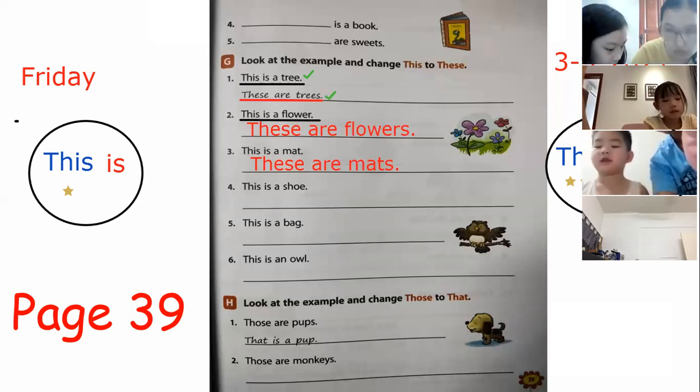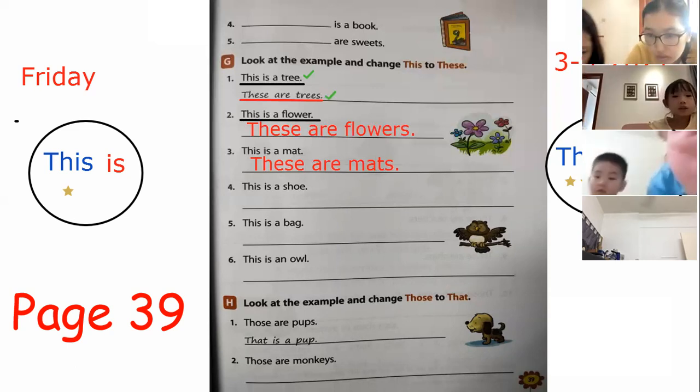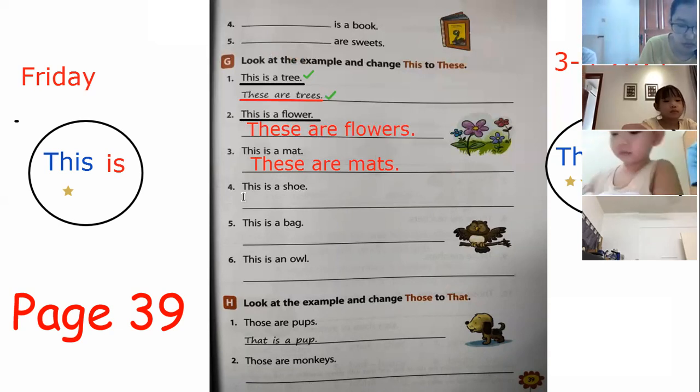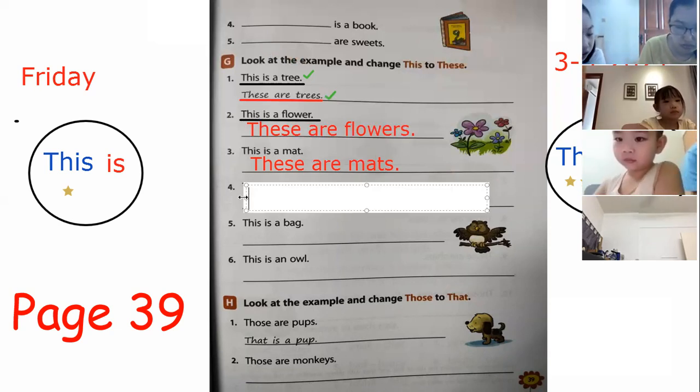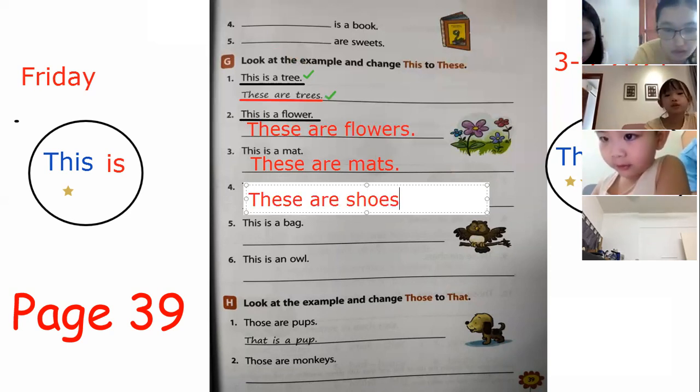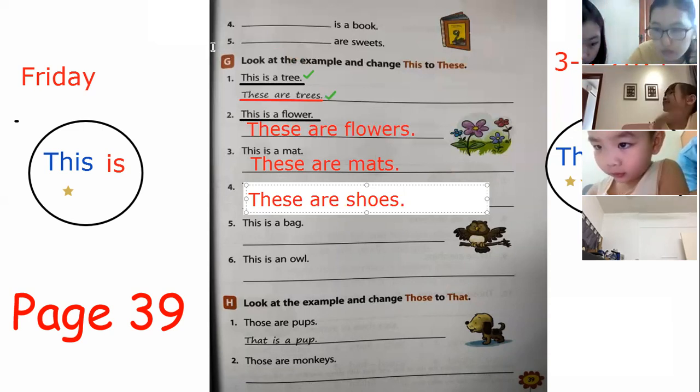This is or these are? These are shoes. Very good. Shoes. Correct, Chingy. Very good. We say these are shoes. Very good. And thank you so much, my dear.